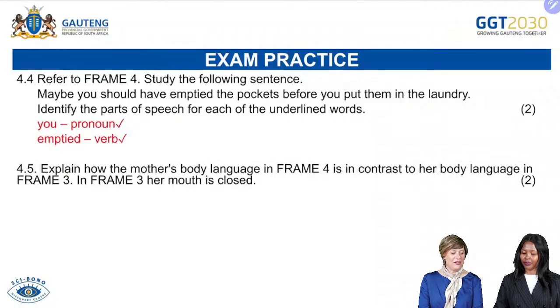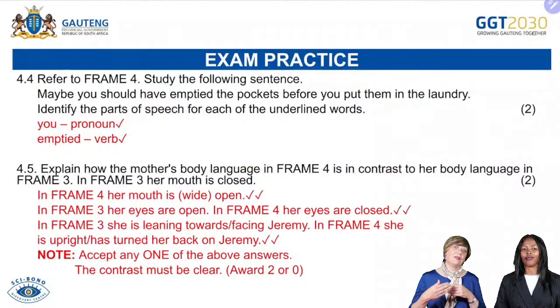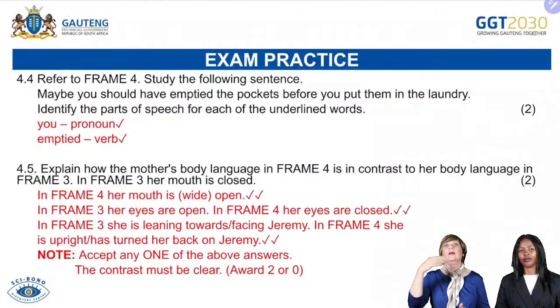Right, next one. This one is an interesting one. Now they're focusing on the mother's body language in frame 4 in contrast to her body language in frame 3. In this case, you have to be careful. You have to compare apples with apples. In other words, we have to talk about her eyes. If her eyes are closed in the one and open in the other, we have to say that.